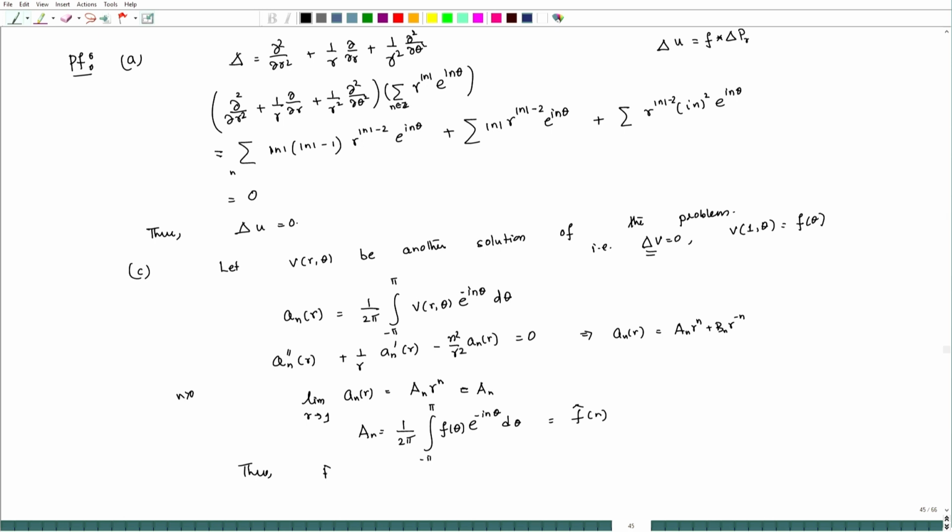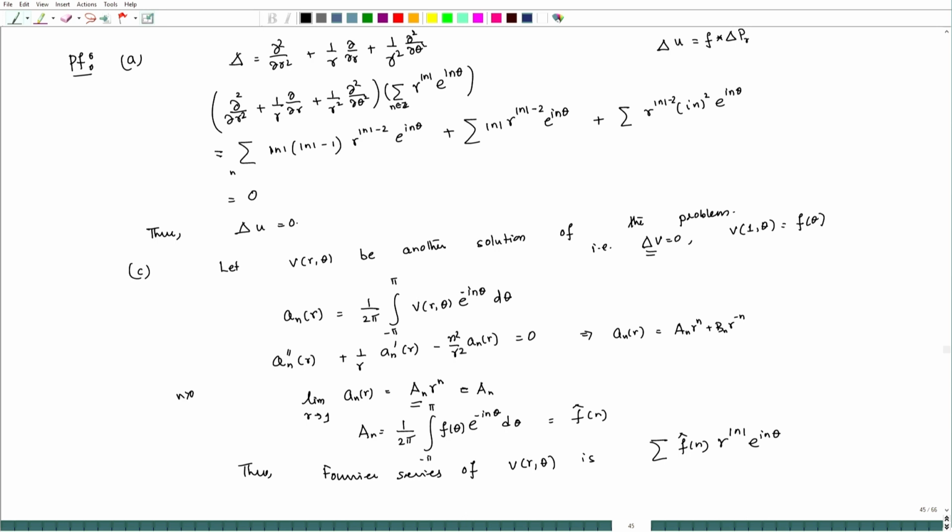the Fourier series of v(r, theta) is equal to a summation over f hat of n, this is my a_n, and then r to the power mod n, e to the power i n theta.